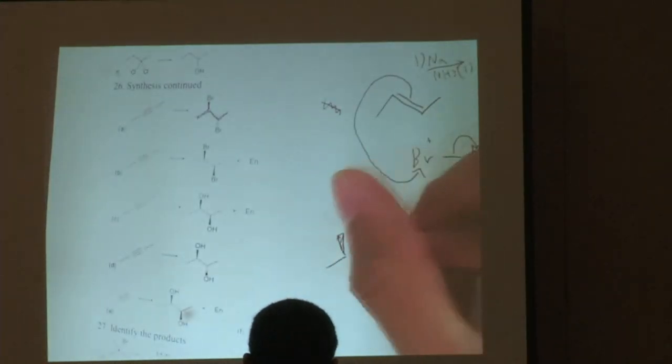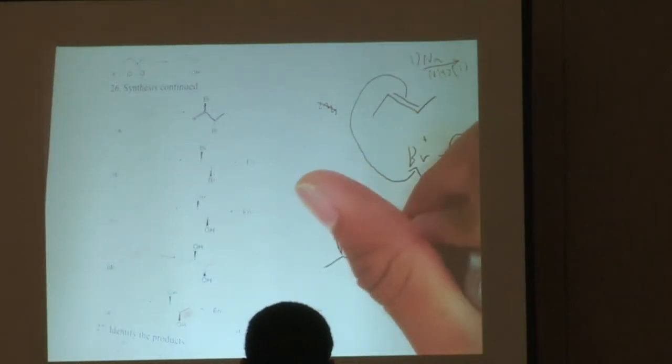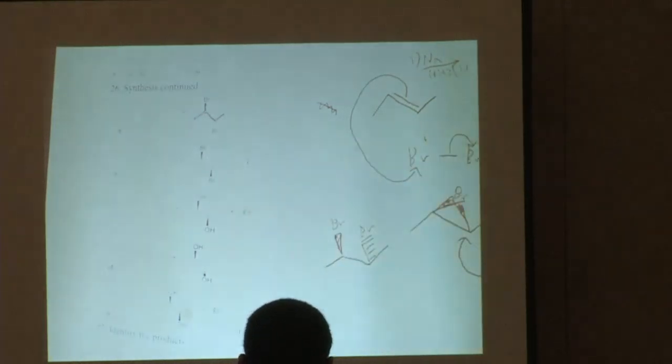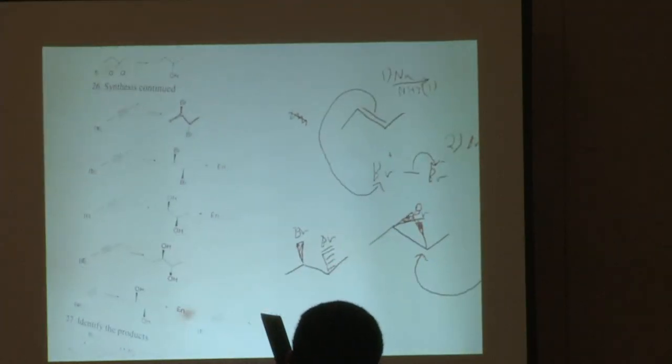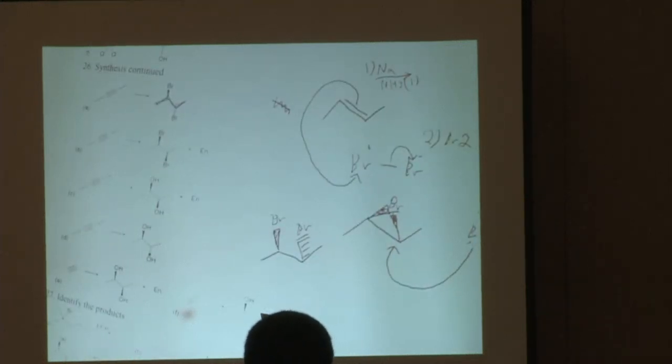All right, does that make sense? So first step, you turn it into a trans-alkene. Second step, you form a bridge using Br2. The remaining Br minus will break the bridge and form anti-addition. So always remember you have anti-addition when you have Br2.